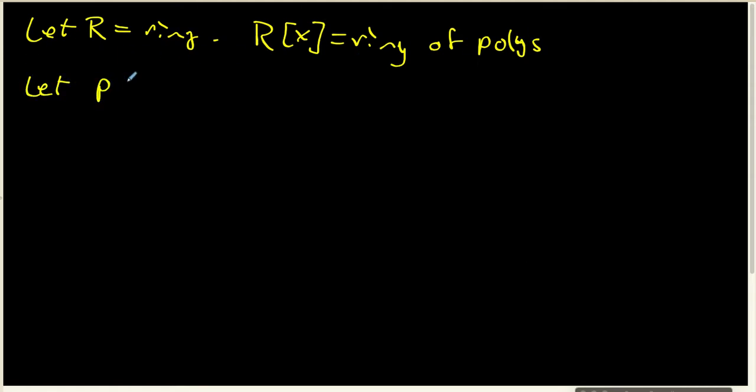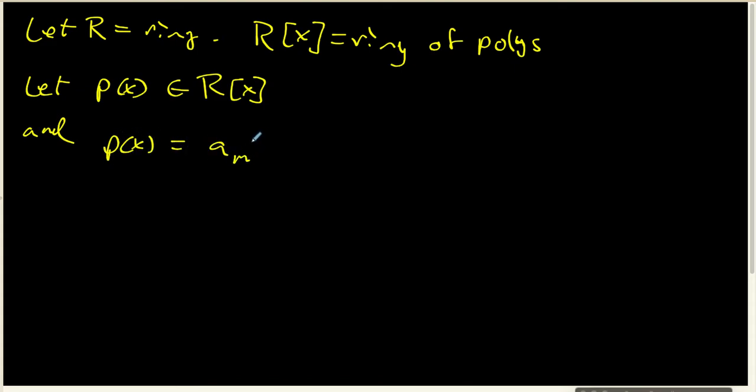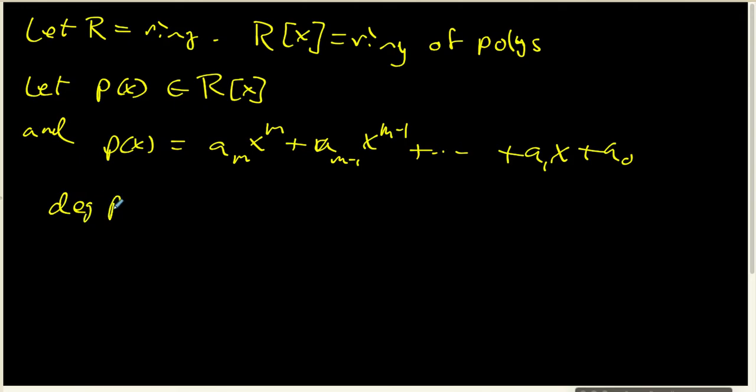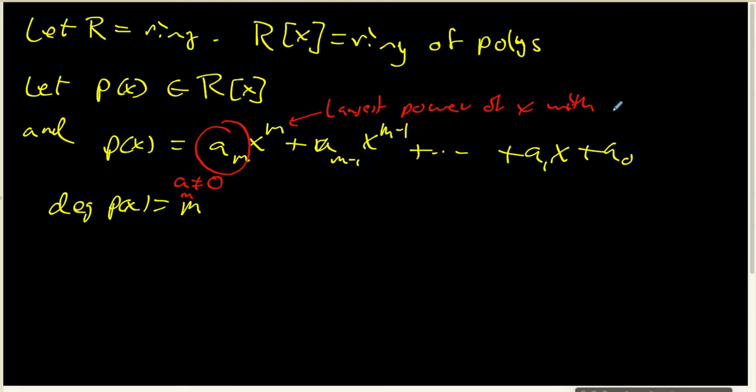And if I let P(x) be a polynomial over R, and P(x) is written as a_m times x^m plus a_(m-1) times x^(m-1) plus all the way down to a_1 times x plus a_0, then the degree of P(x) is going to be m, as long as we understand that this particular term is not equal to 0, and this is the largest power of x with a non-zero coefficient.